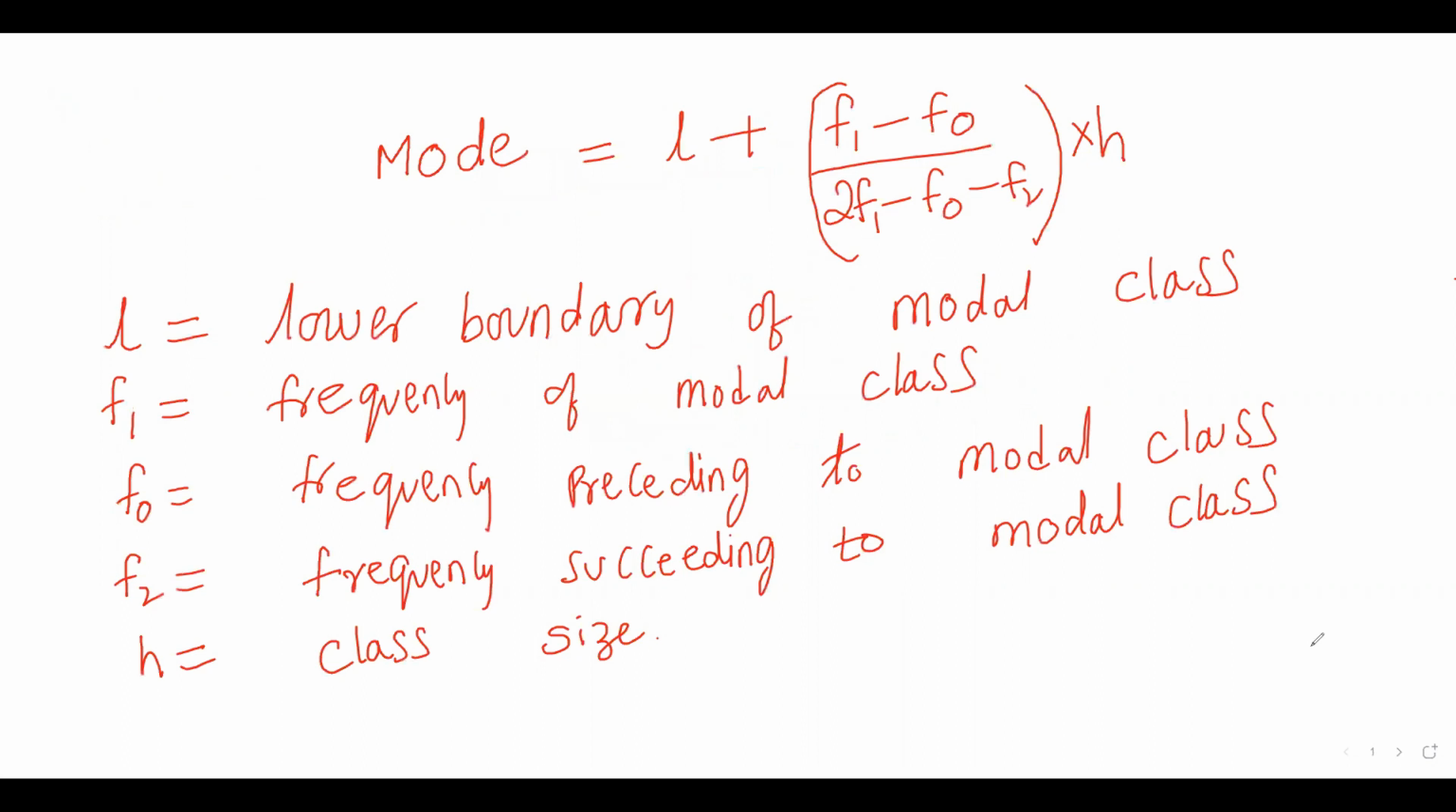First of all, let us look at the formula of mode. Mode is equal to L plus F1 minus F0 by 2 F1 minus F0 minus F2 into H. L is lower boundary of modal class. F1 is frequency of modal class. F0 is frequency preceding to modal class. F2 is frequency succeeding to modal class. H is class size.